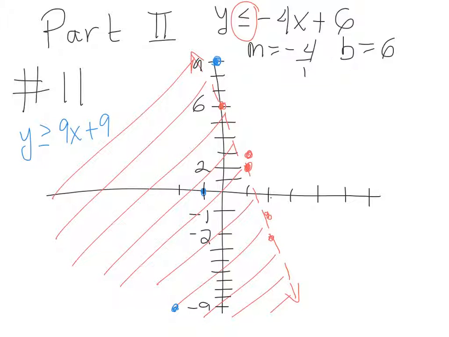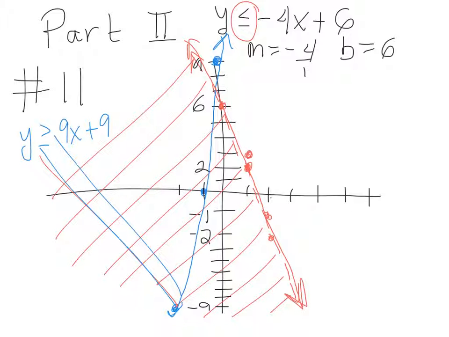Then you have to draw that. That's supposed to be a solid line, guys, because it's equals. I'm sorry about that. It's not the same when you don't have graphing paper. So both of them are solid lines. Now for 9x plus 9, that is greater than, which means that you have to be shading everything above the line.